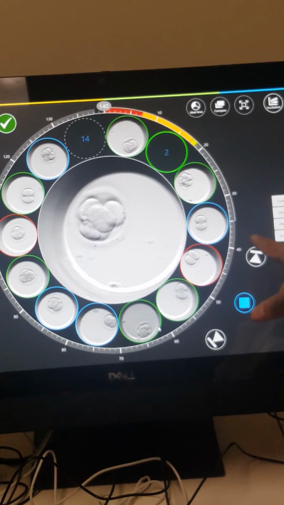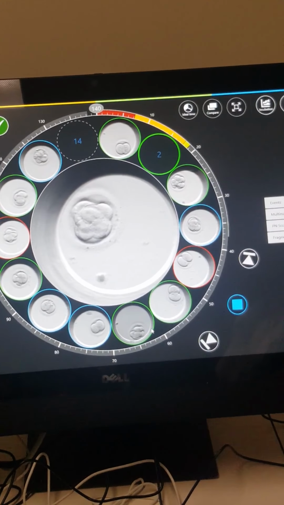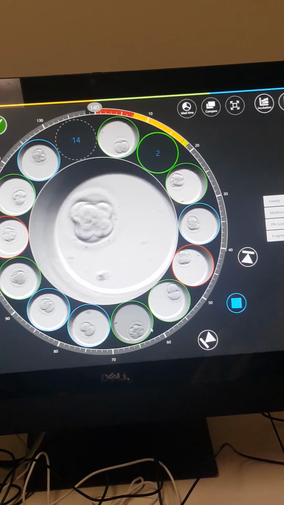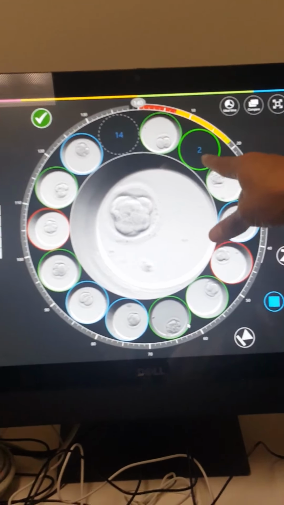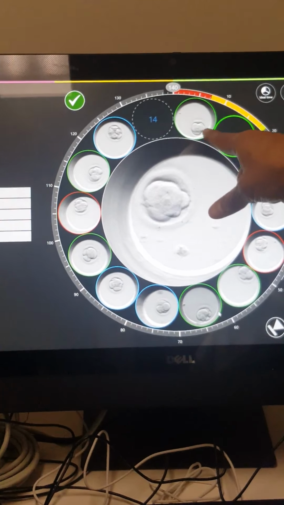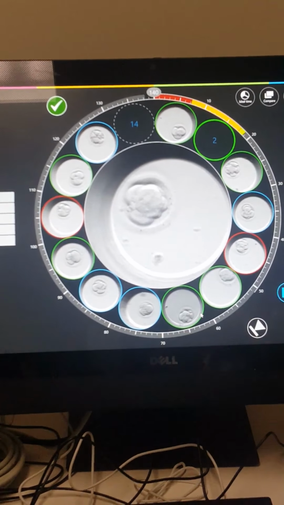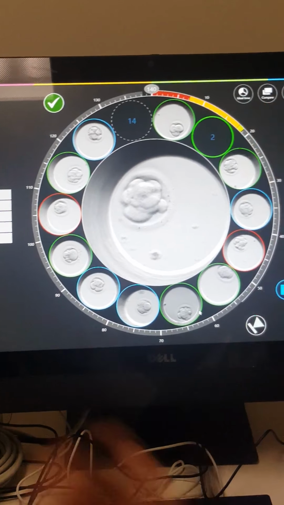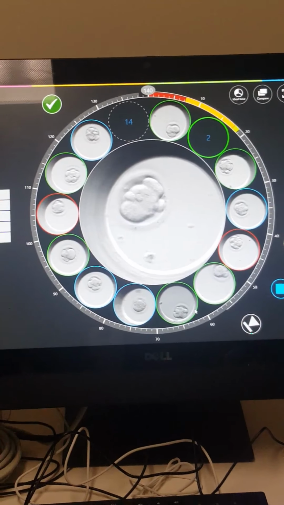You can see here the time that it's running from fertilization. If you look around, you can see that these ones are still stuck. This one, for example, is slower. We can compare between them.